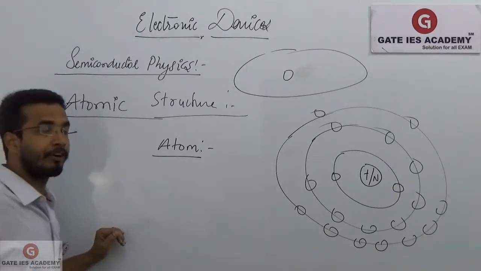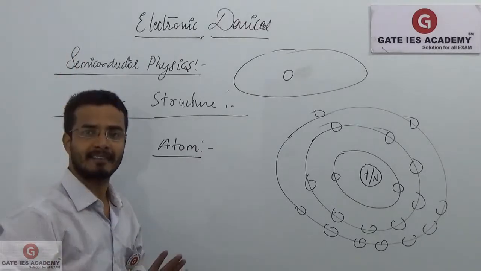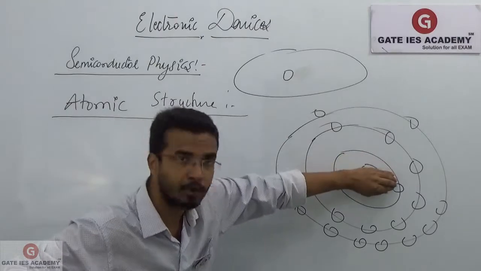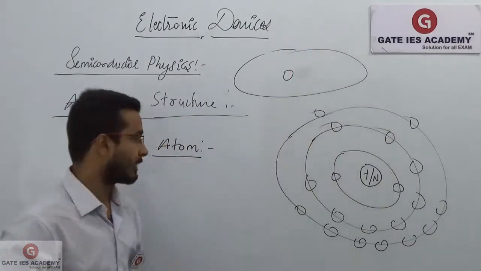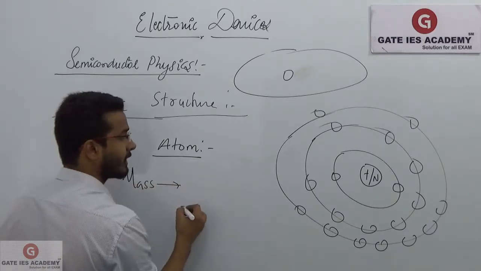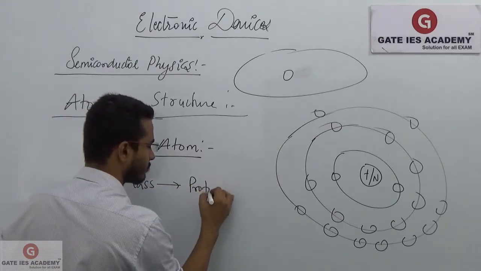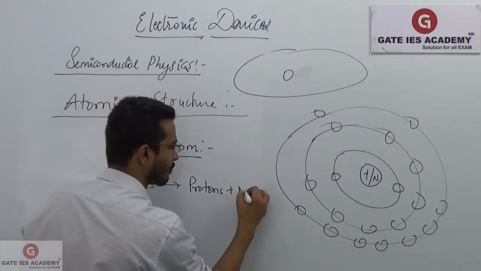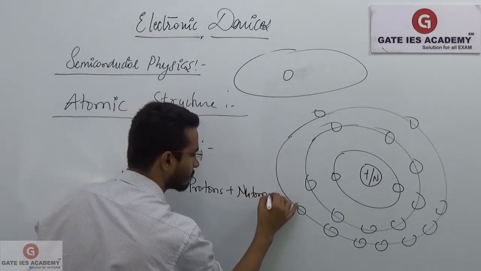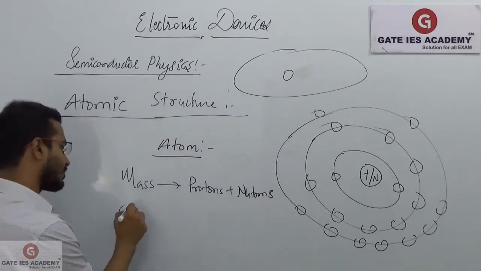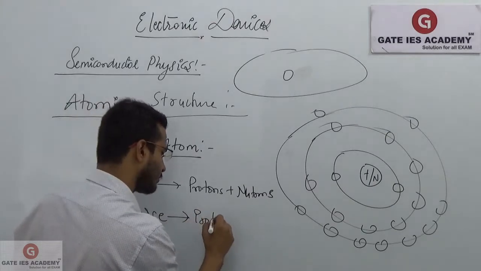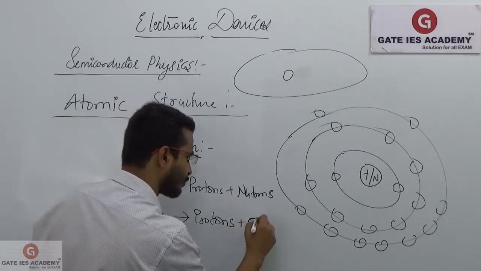My main point of interest is that the total mass of this particular atom will be decided by the nucleus. That means if I am interested in the mass, the mass will be decided by the protons plus neutrons. And the total charge will be decided by the protons plus electrons.